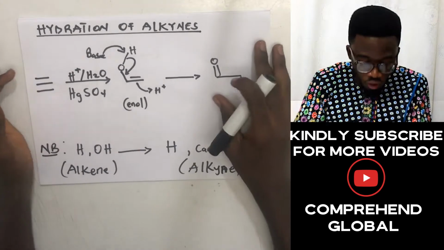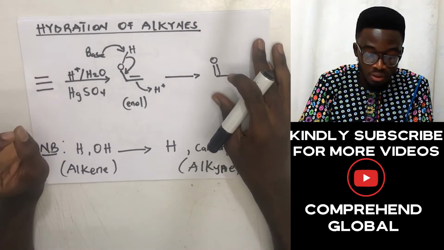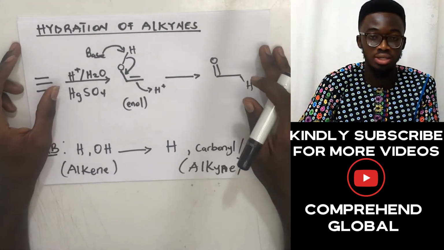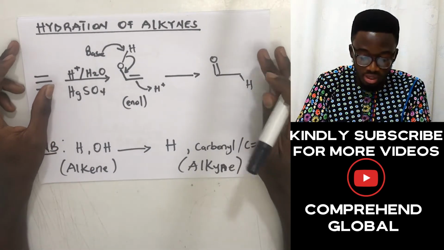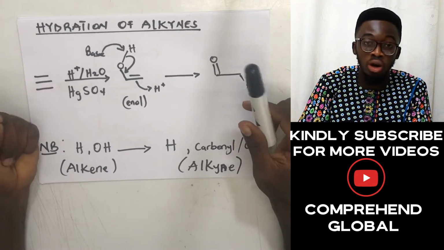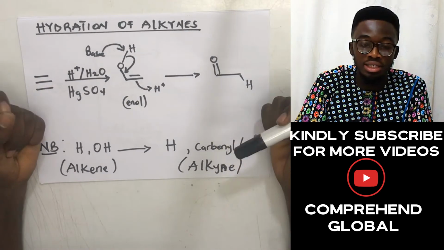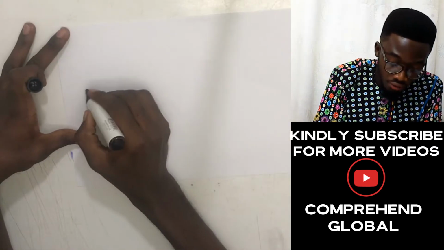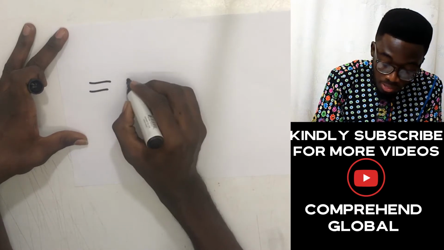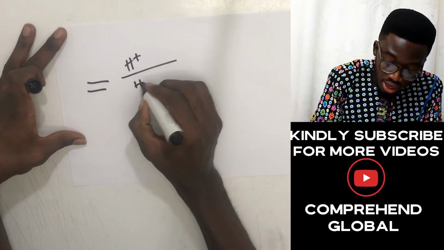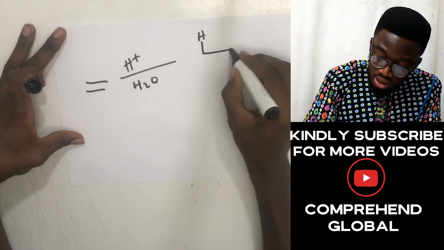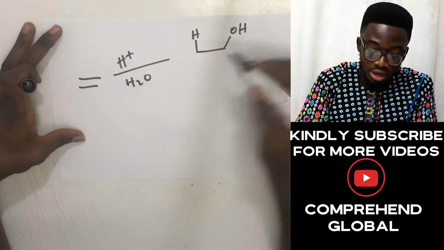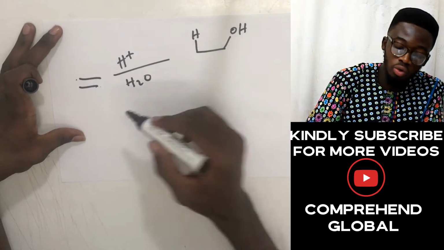Before we begin, I would like us to go through a simple reaction that we did with the alkenes in our previous video. With alkenes, when you have a double bond and you bring in H plus and water, H plus in water tends to add H and then OH. This is what we did previously. H comes in, a carbocation forms on the other side, then the OH comes.